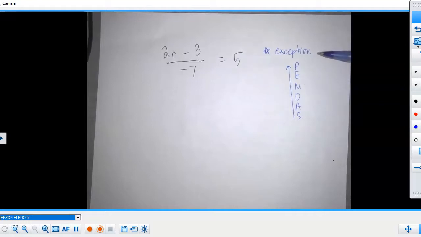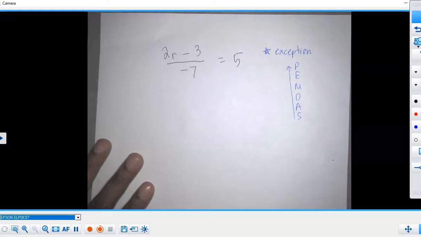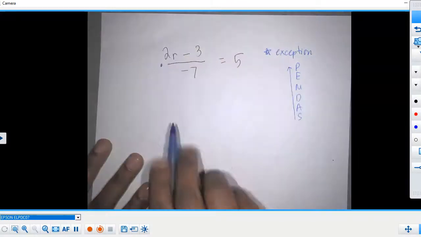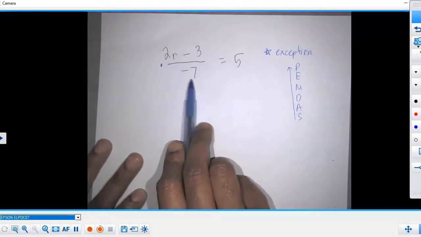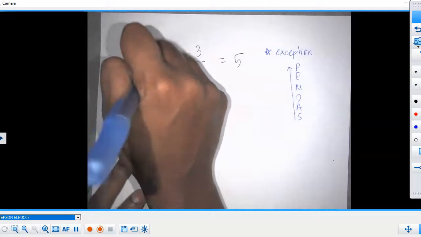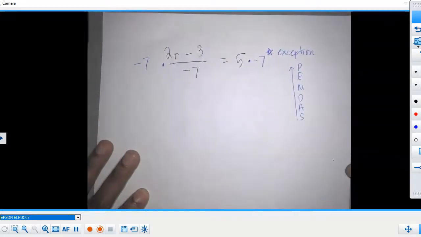So this one is the exception to this rule. The first thing we're going to do is get rid of that negative 7 who's just hanging on at the bottom of our feet. So we're going to multiply, because the opposite of division is multiplication. I'm multiplying by negative 7 on this side, times negative 7 also on that side.